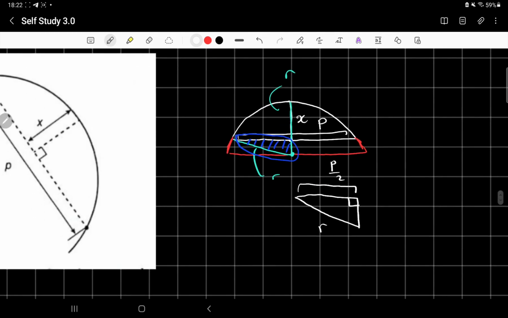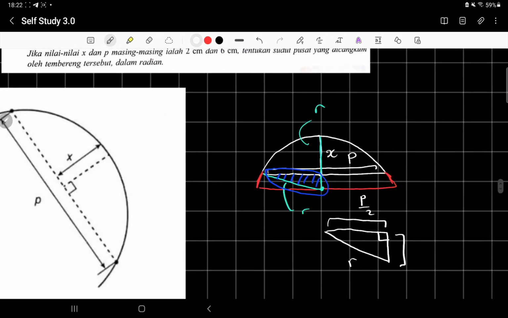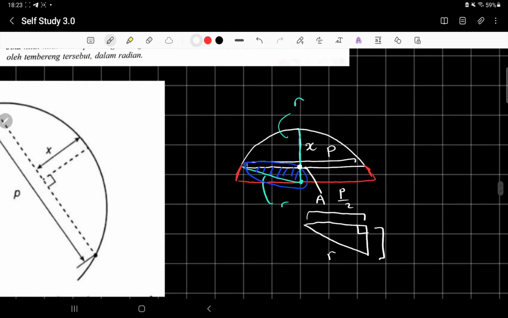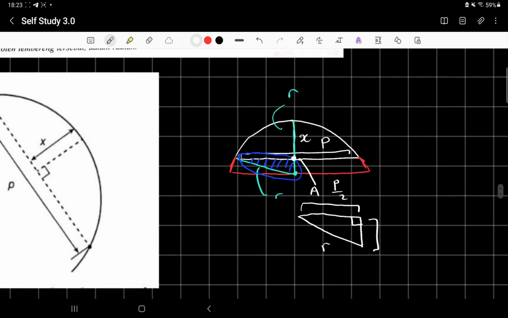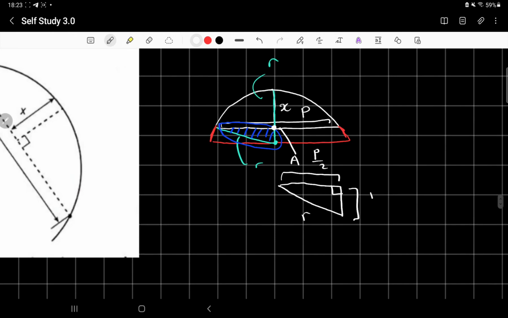So P over 2, how about the height of the triangle? Let me draw a point over here and call it A. At point A the length is x, but the green line shows the length of r. So how do we get the length from A to the center of the circle? It is r minus x. Really simple. There we go.